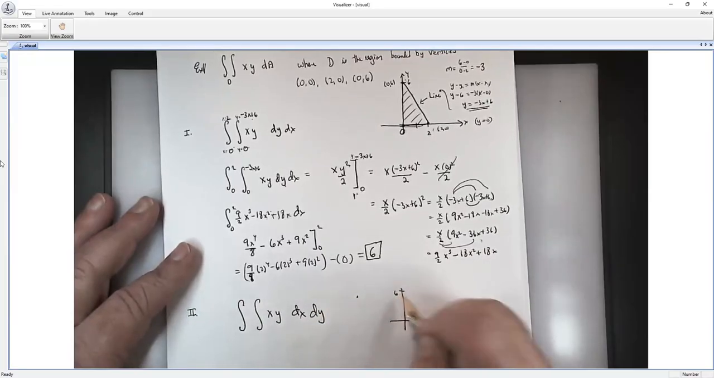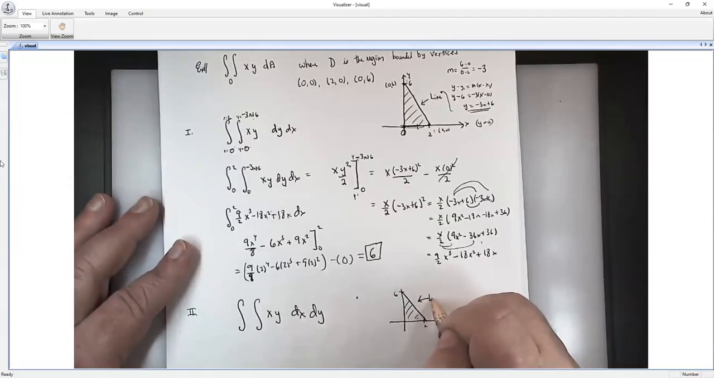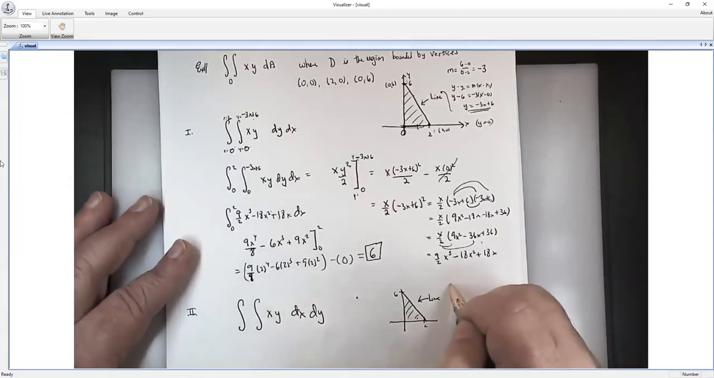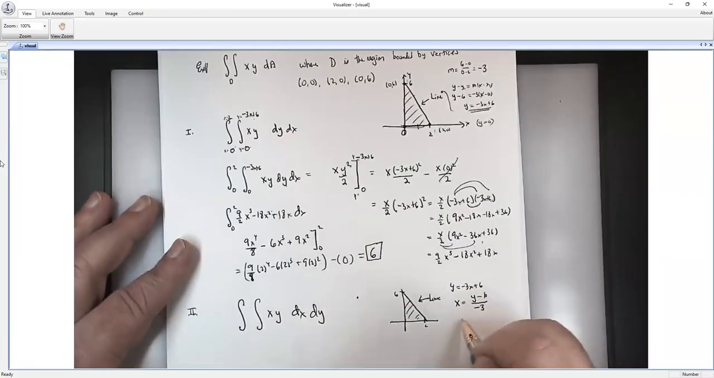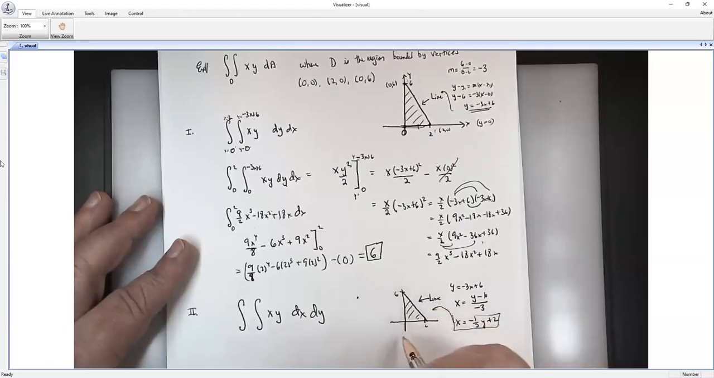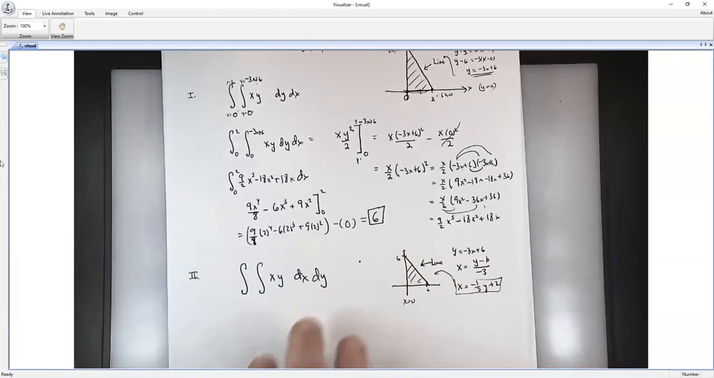Well, here's the deal. The region is exactly the same. But instead of going up and down, you're going to do right and left. You have y equals negative 3x plus 6. X is going to be equal to y minus 6 divided by negative 3, or x equals negative 1/3 y plus 2. Okay, so there's your line now, but that's on the right. X equals 0 is on the left. So now your bound ends up becoming this.